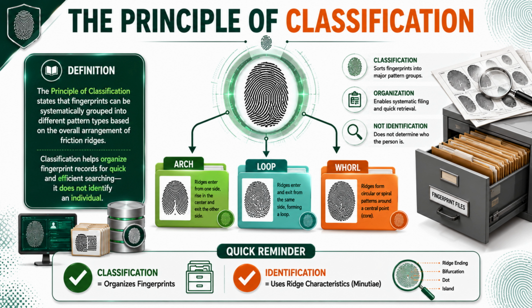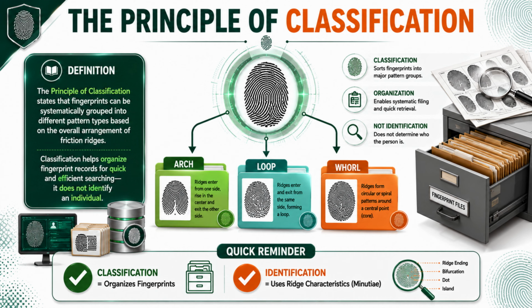Now think for a moment, if these fingerprint cards are kept randomly, how long would it take to find the correct record? Days, weeks, perhaps even months. Searching every single fingerprint manually would be almost impossible. This is exactly the problem forensic scientists faced during the early years of fingerprint identification. They needed a scientific method to organize fingerprint records in such a way that searching became faster and easier. This need gave rise to the principle of classification.